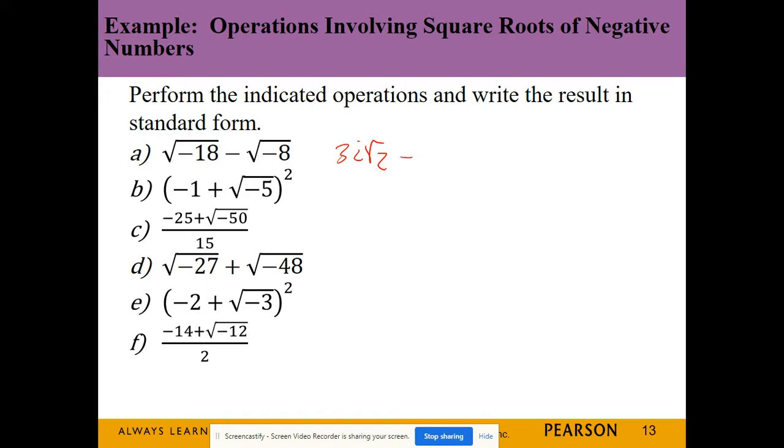And then minus square root of negative 8. Well, I can break 8 into 4 and 2. Square root of 4 is 2. So that'd be 2i, and you're left with square root of 2. In this operation, you treat i like you would x for any variable. 3i minus 2i is just i, 1i. So I'm just going to write i, and then square root of 2.